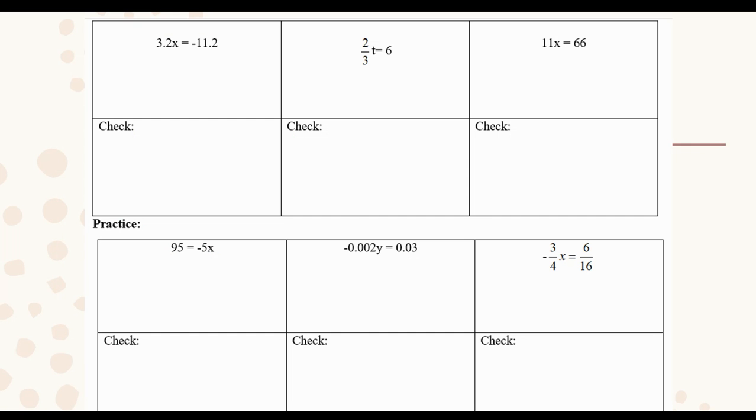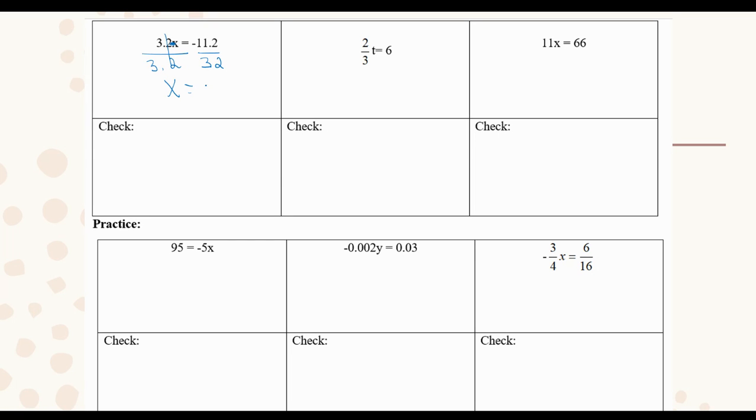So our next problem, 3.2x equaling a negative 11.2. Again, these are connected by multiplication. So you have to divide both sides by 3.2. Take a minute, plug that into the calculator.